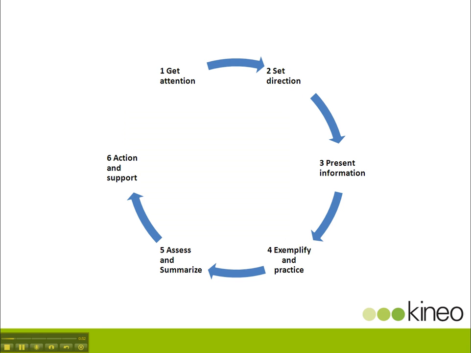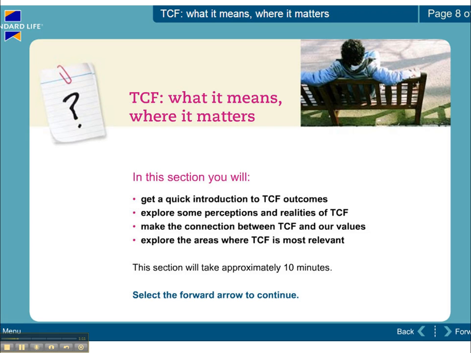One of the models we like to use a lot is this 6-step model. We call this a 6-step learning model to help design and structure a lot of the e-learning that we create. Today we're going to focus on step 2, which is set direction. And we'll just look at 3 simple examples of how you can set direction in an e-learning program that's not one of those objective screens.